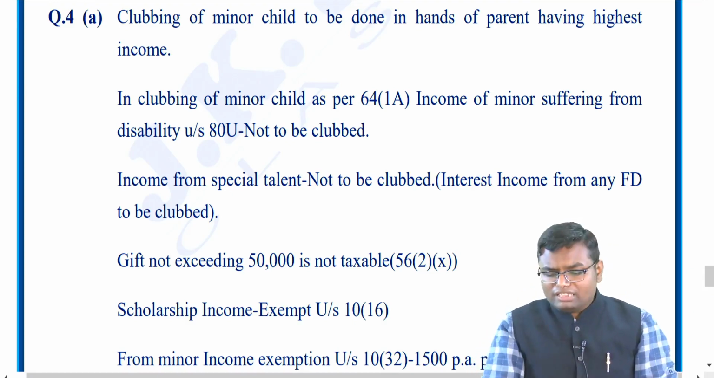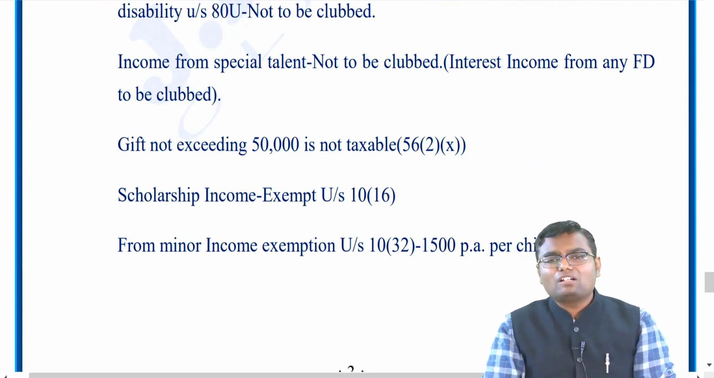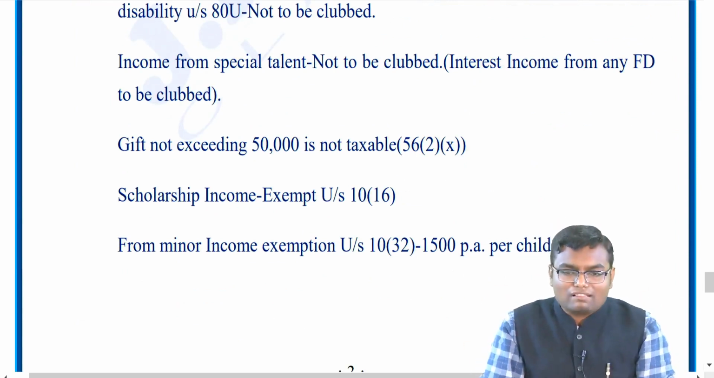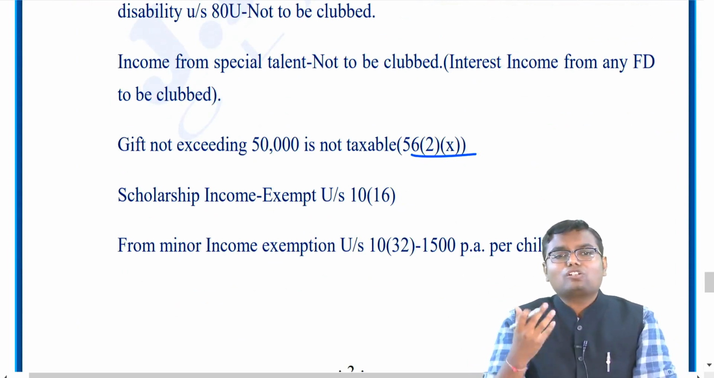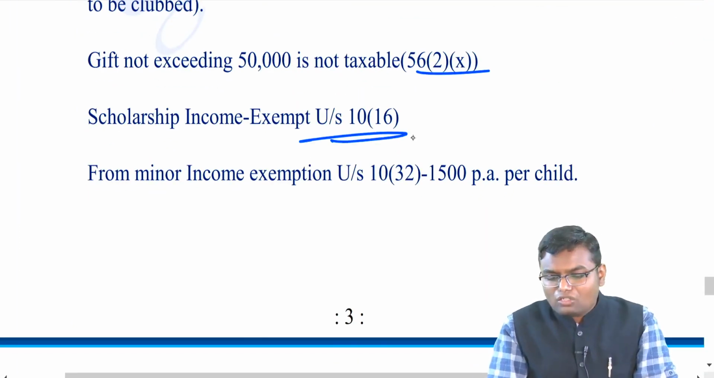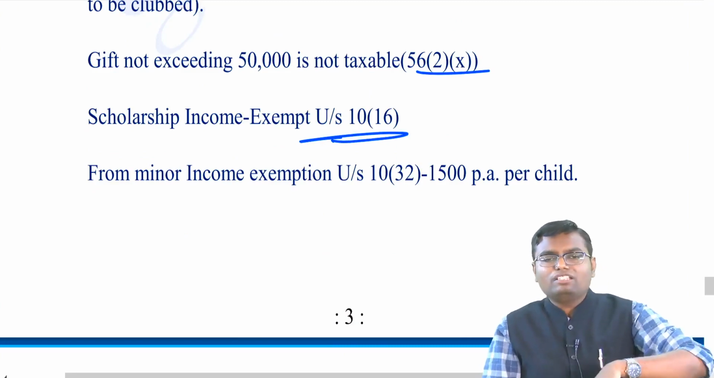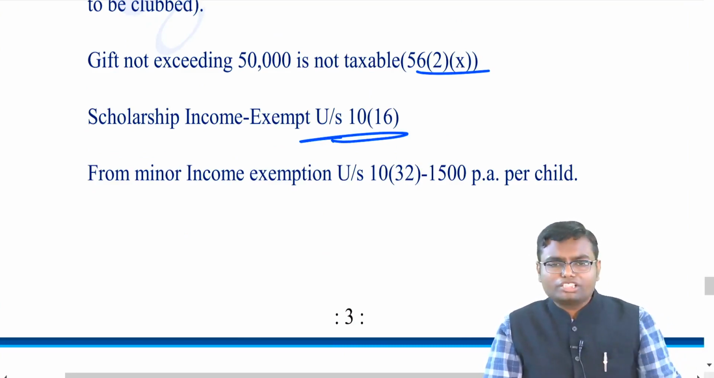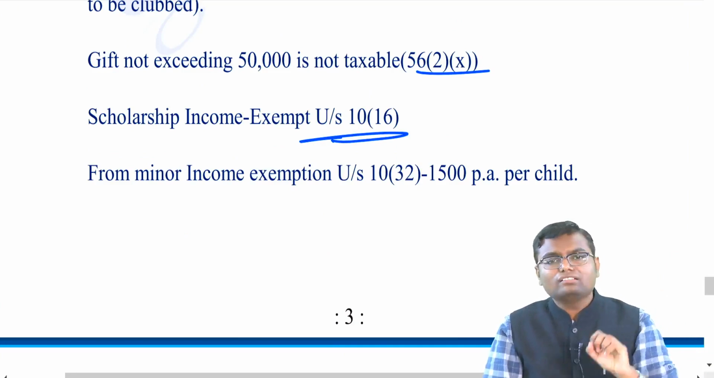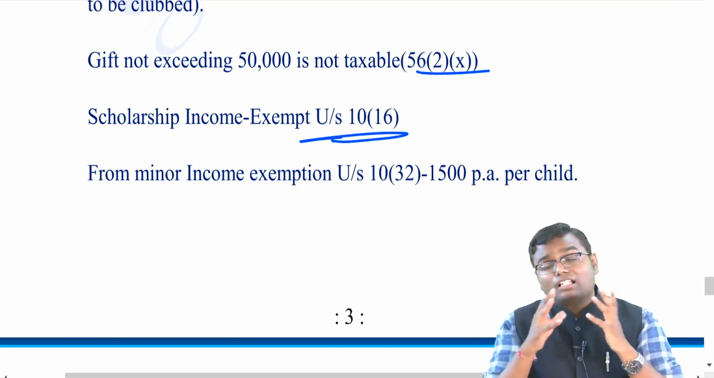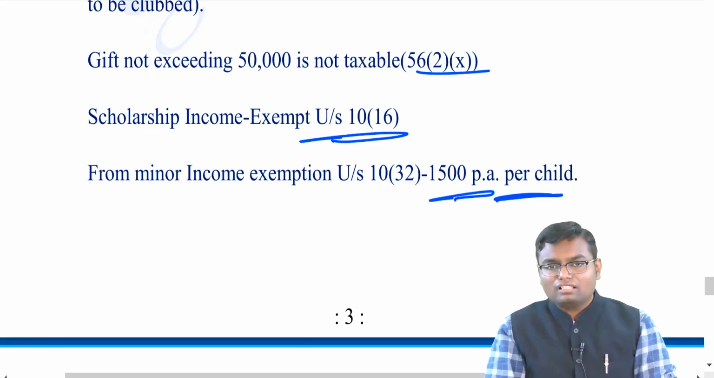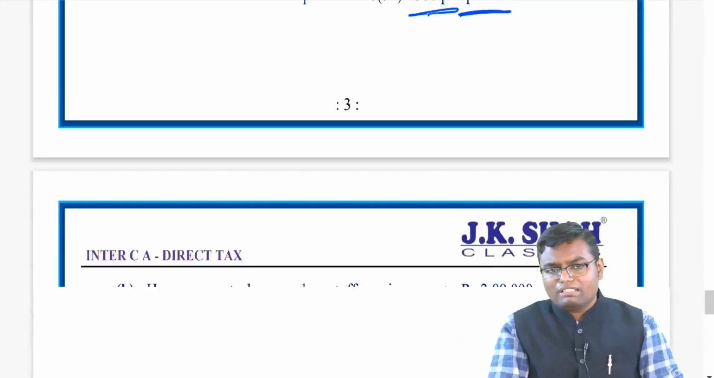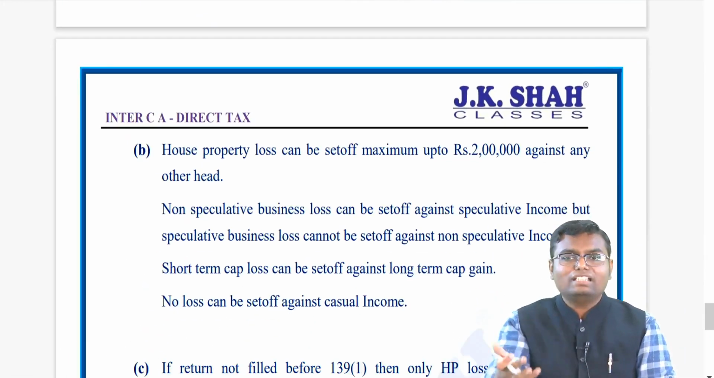Gift income is given in the question. If not exceeding 50,000, then how can it be taxable under IFOS? Section 56(2)(x). Scholarship income is given. Scholarship income is exempt under section 10 clause 16. However, the interest you are getting from the fixed deposit made from that scholarship income is to be clubbed. While clubbing the income of a minor, section 10 clause 32 will be applicable, wherein a standard exemption of 1500 per annum per child, up to the income, is given to the parent in whose hand the income is going to be clubbed.